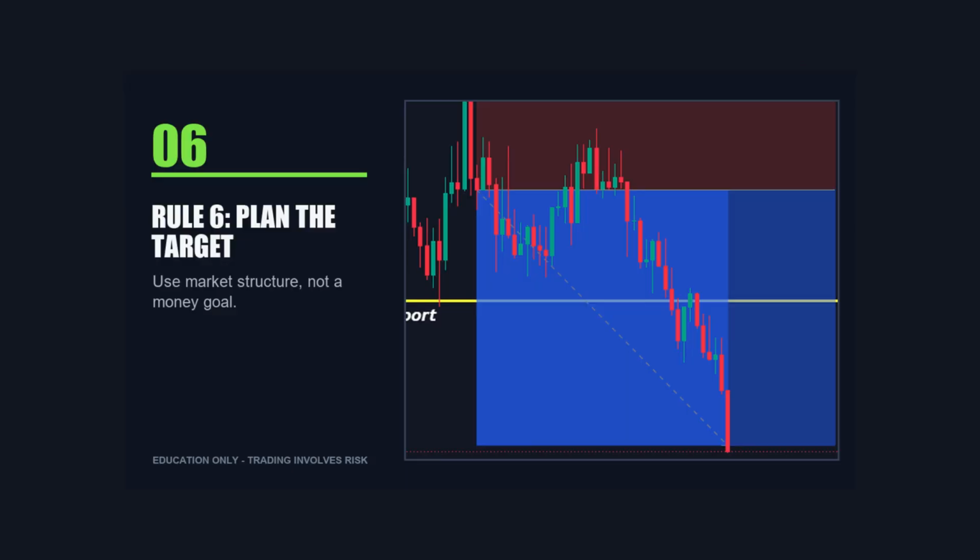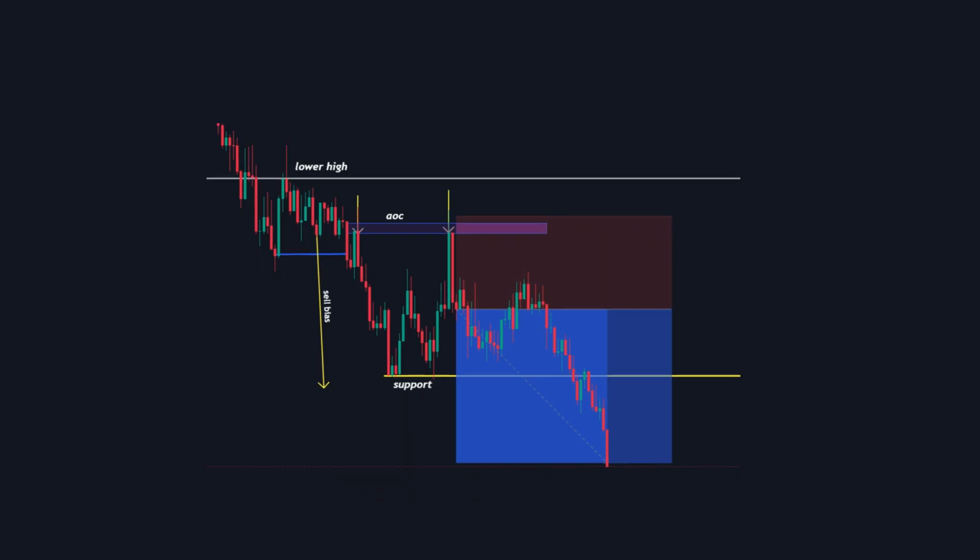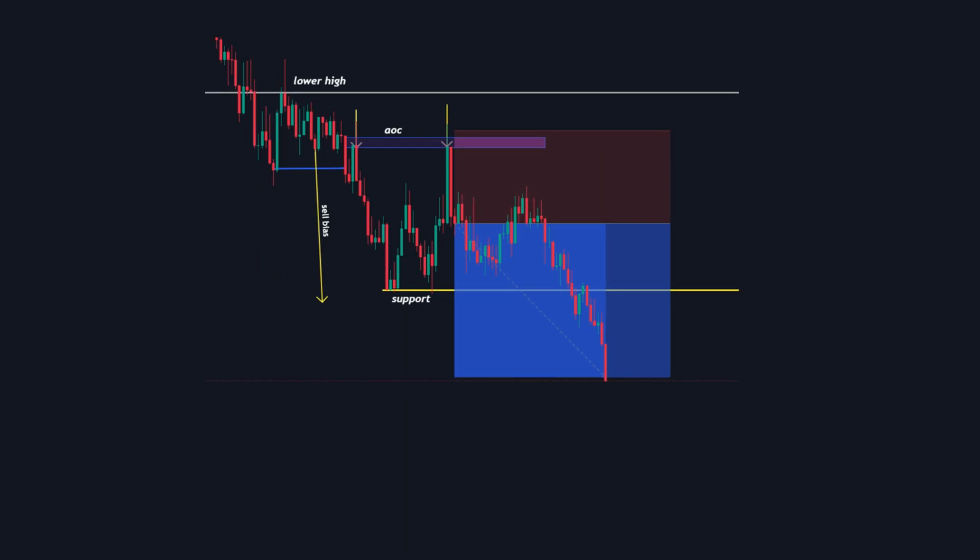Rule number 6. Plan the target using structure. The yellow support line below price gives us the first logical target. Why target support? Because that is the next area where buyers may respond and where the current bearish move may slow down. A target should come from the chart, not from the amount of money we want to make that day.